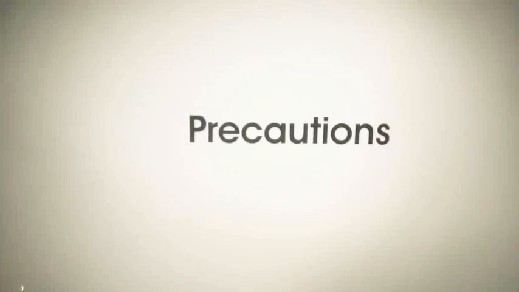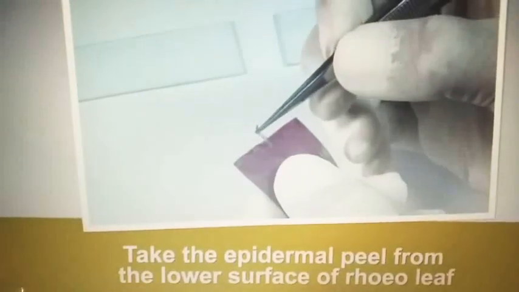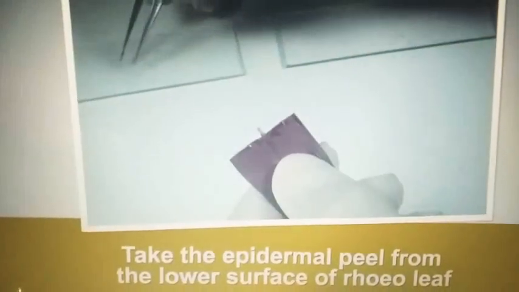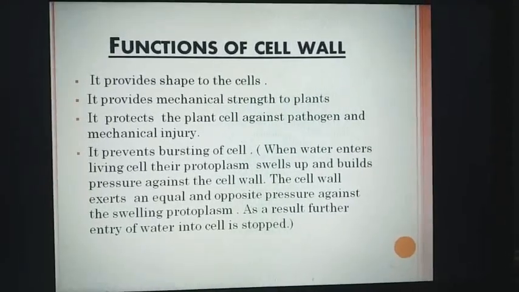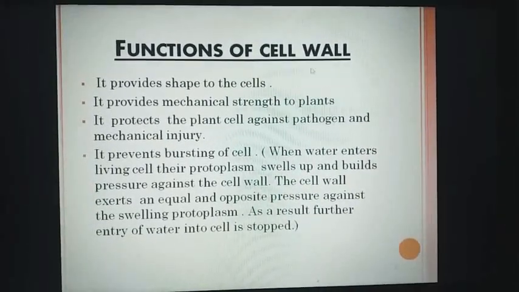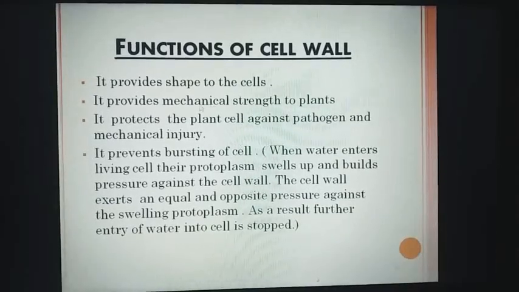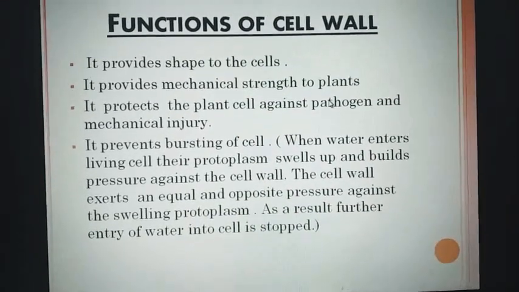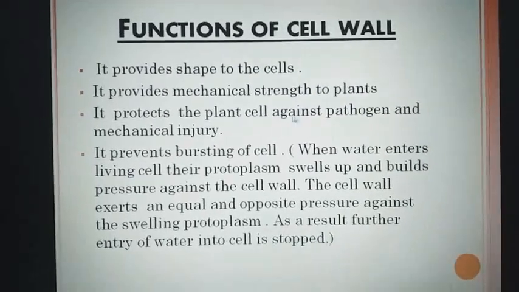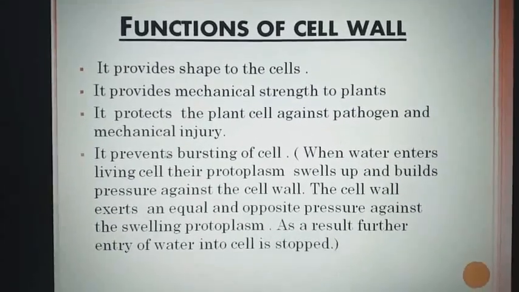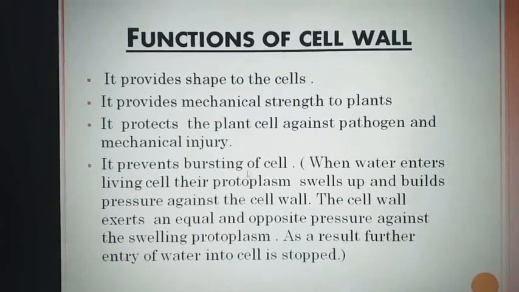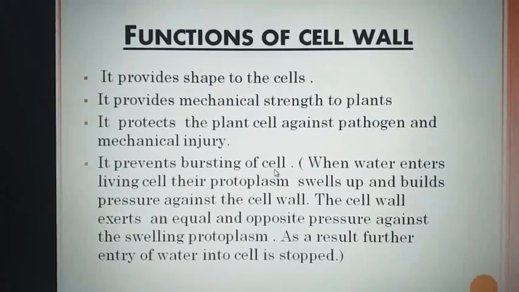Now, precautions. Take the epidermal peel from the lower surface of the rhoeo leaf. Moving on to the functions of the cell wall. The first function is that it provides shape to the cells, it provides mechanical strength to the plants, it protects the plant cell against pathogens and mechanical injury, and the most important function is that it prevents the bursting of the cell.